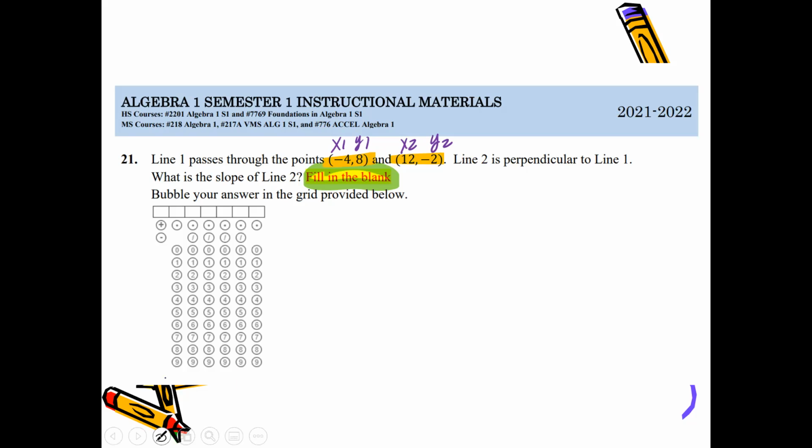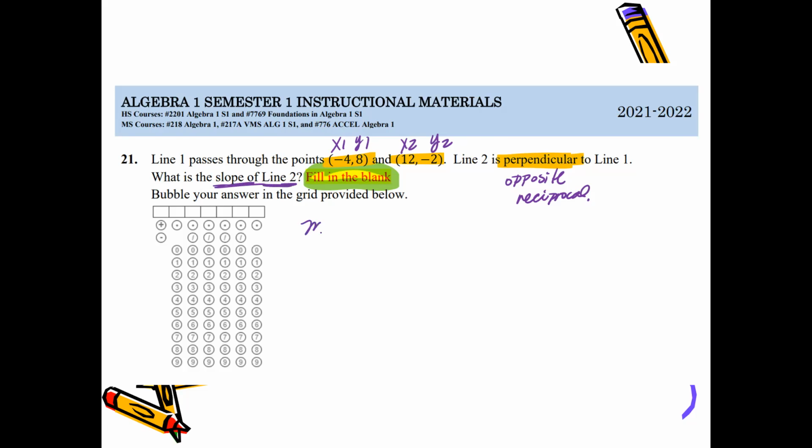Line 2 is perpendicular. That's another keyword, perpendicular. Perpendicular means that they're opposite, reciprocal. So the question is, what is the slope of line 2?